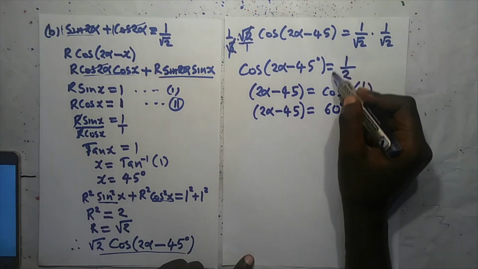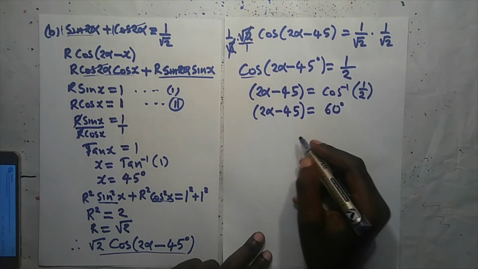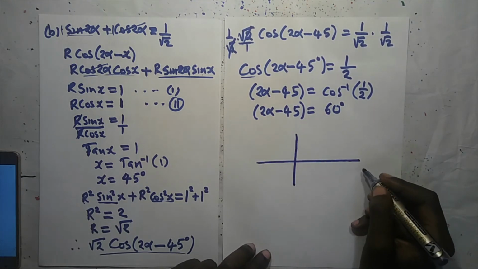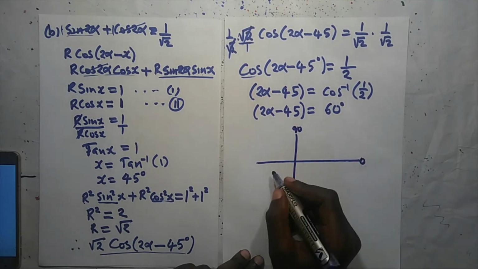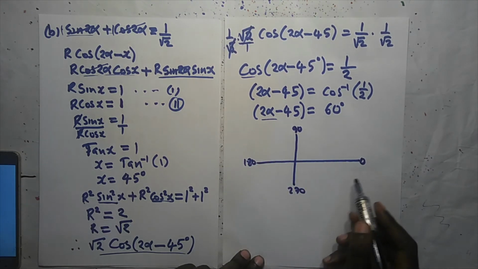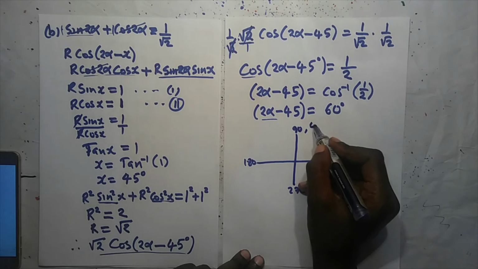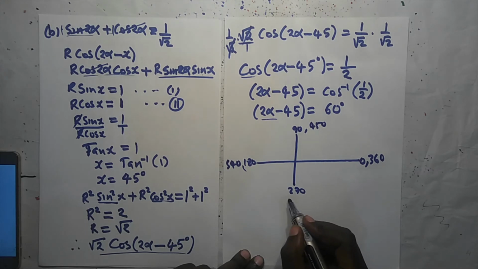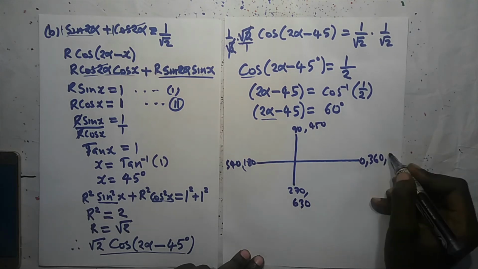Now, since half is positive and the cosine is positive in two quadrants, let me draw the diagram here for the quadrants. Okay, so we are going to have here 0, 90, 180, and then 270 here. And so since we have 2 alpha here, it means the cycle will go again. So 360 plus 90, we are also going to have 450 here. 450 plus 90, we are going to have 540 here. 540 plus 90, we are also going to have 630 here. And 630 plus 90, we have 720 here.